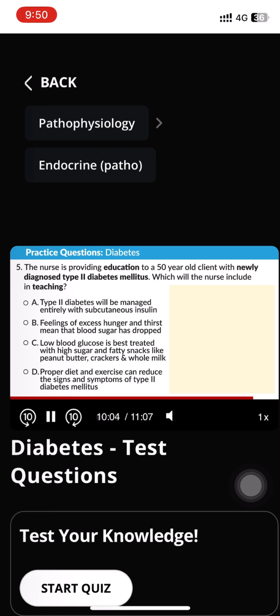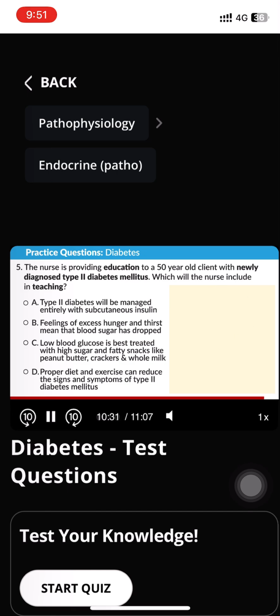Now, option C, low blood glucose is best treated with high sugar and fatty snacks like peanut butter, crackers, and whole milk. No, this is completely incorrect. We actually want to avoid those fatty foods and go with simple sugars during low blood glucose. So we want to give orange juice, fat-free milk, and candy, since fat slows down the absorption of sugar.